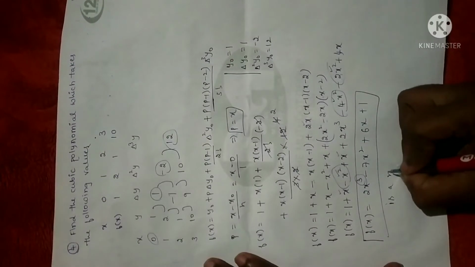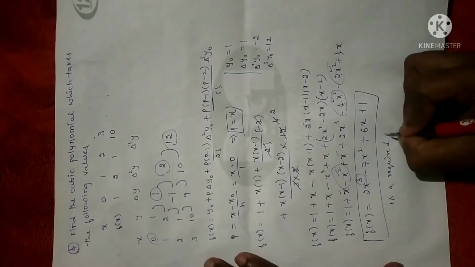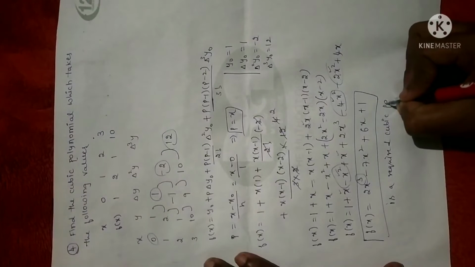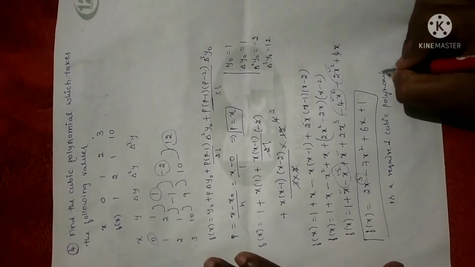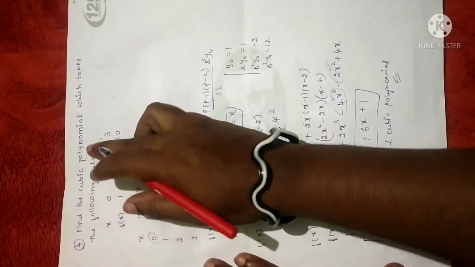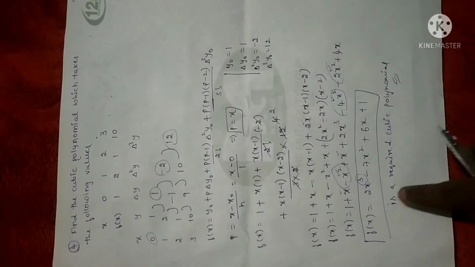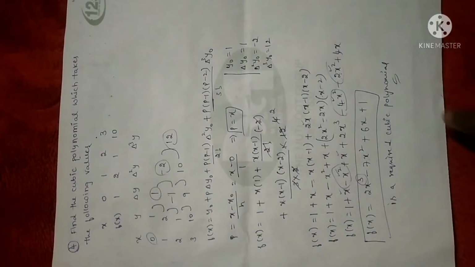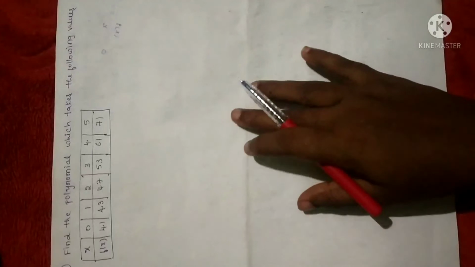This is the required cubic polynomial. In the question itself they have mentioned that it is a cubic polynomial. Anyhow, here the highest degree is 3, so this is the required cubic polynomial. So here is the next problem.